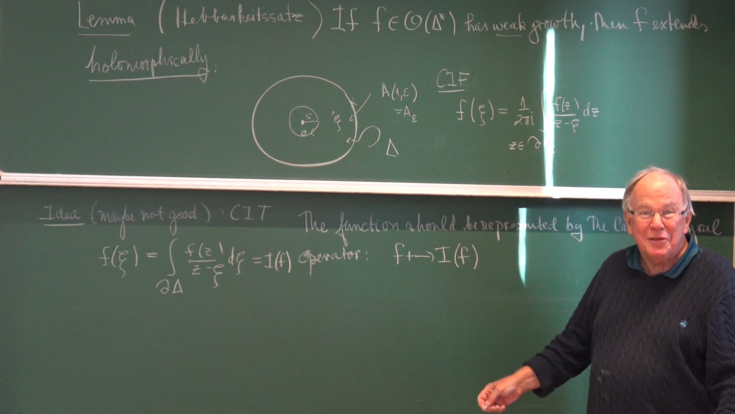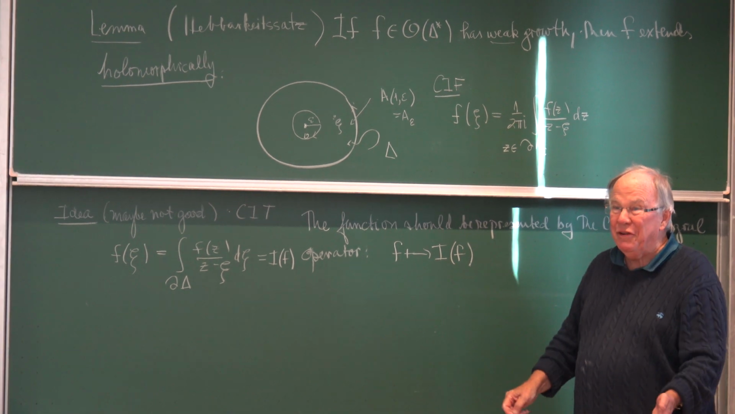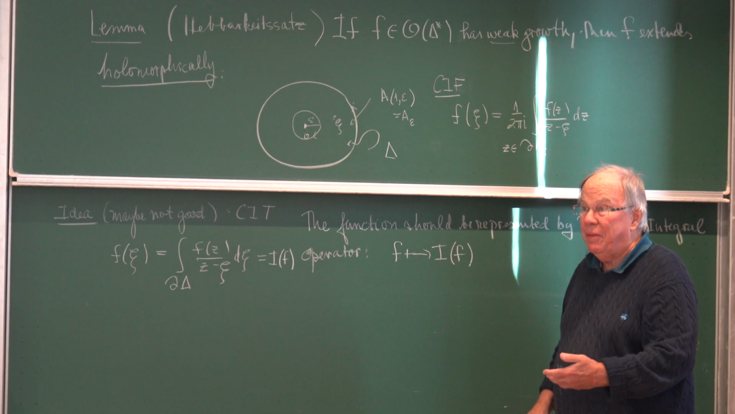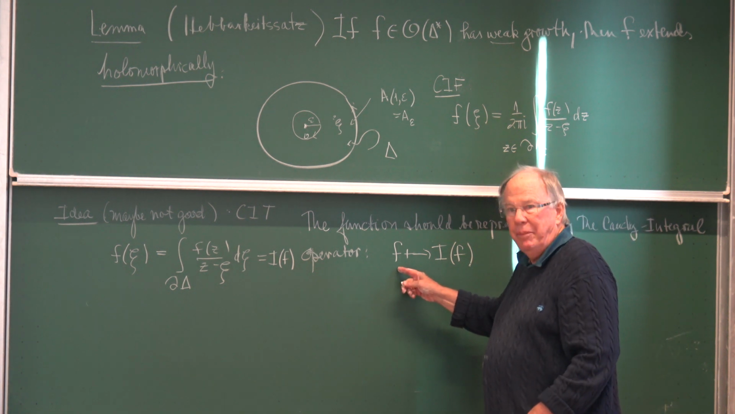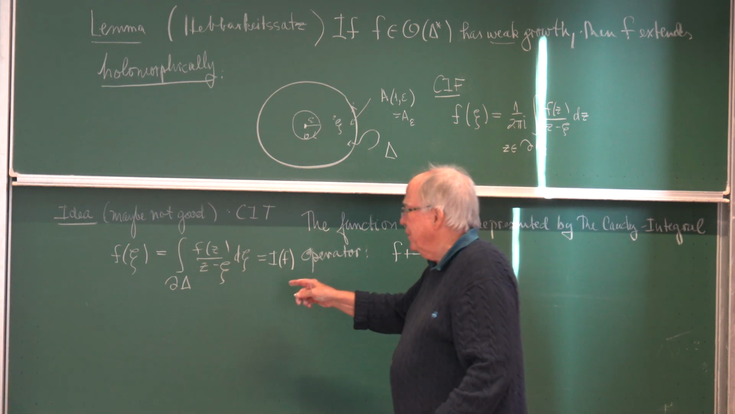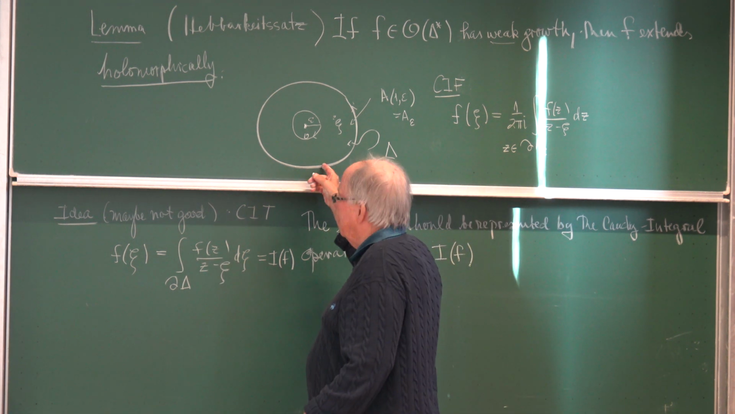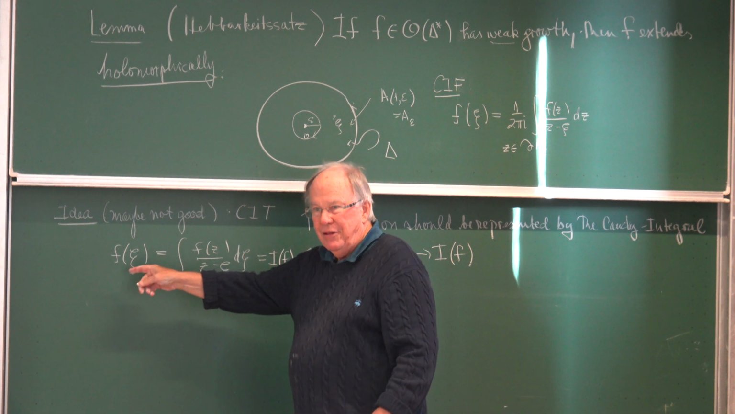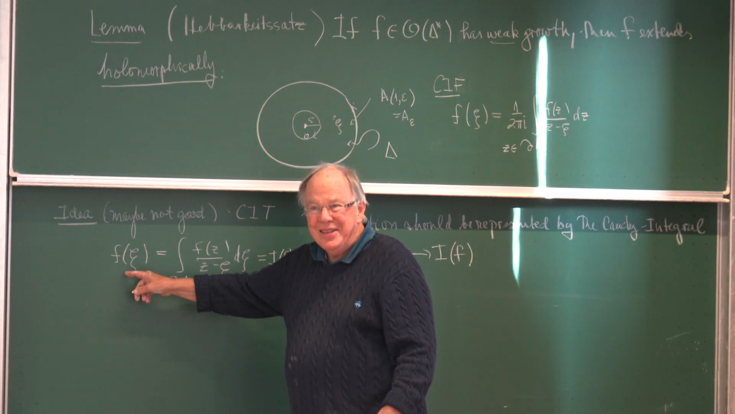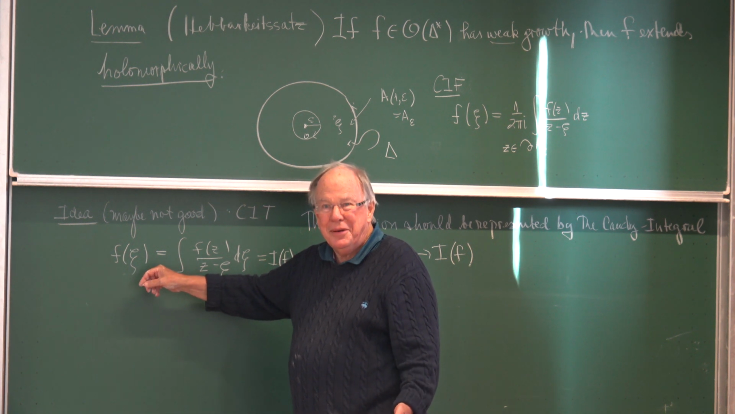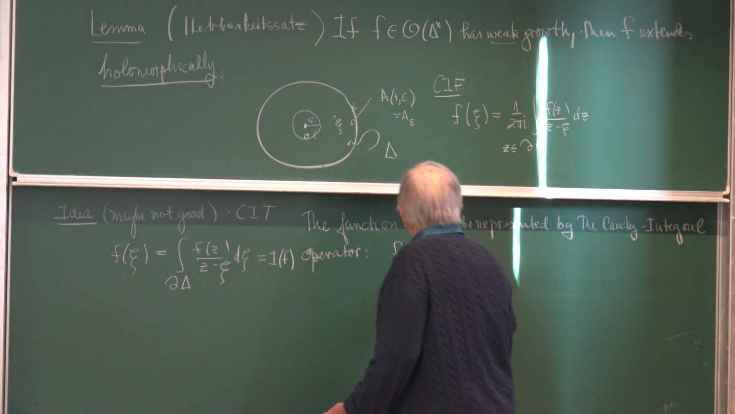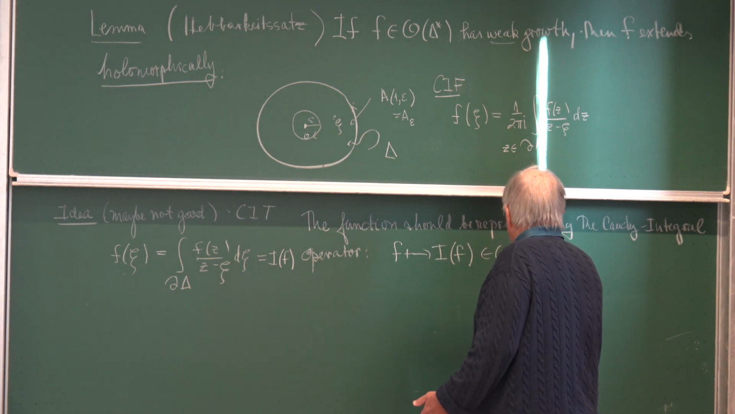How many times do I have to scream at everybody in life, write everything down as a mapping? This is the Cauchy integral operator mapping. It maps continuous functions, for example, to holomorphic functions. If you're lucky, you start with f that was given to you outside, and you get your old f. It's sort of a fixed point of this Cauchy operator. And this is a holomorphic function on the whole disk.